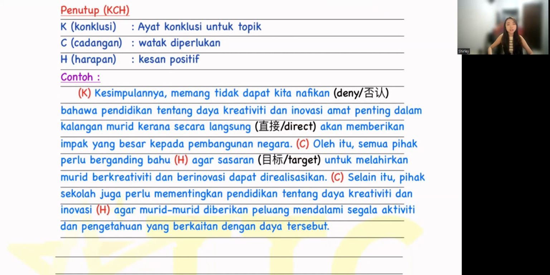Okay, then you see. Cadangan and harapan, you can split it into ayat cadangan, ayat harapan, no problem. But like my pattern, I will combine them by using the kata hubung. So what is the kata hubung that you can use in order to combine the cadangan and harapan? Not just agar, you may use other terms. Let me give it to you. That is agar, supaya, demi, untuk, bagi.